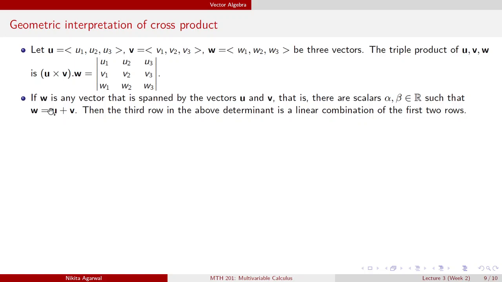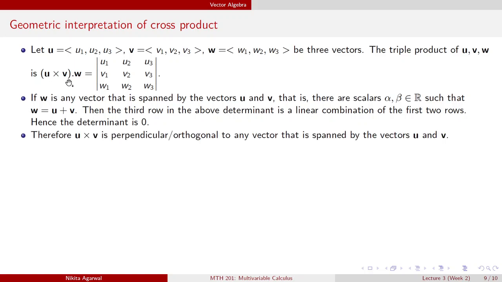So if W is a linear combination of U and V, or it is spanned by the vectors U and V, then the third row in this matrix, which is W1, W2, W3, is a linear combination of the first two rows. But you know that it's a property of the determinant that if one of the rows is a linear combination of the other rows, then the determinant comes out to be 0, right? And hence this triple product is 0 whenever W is a linear combination of U and V, right?